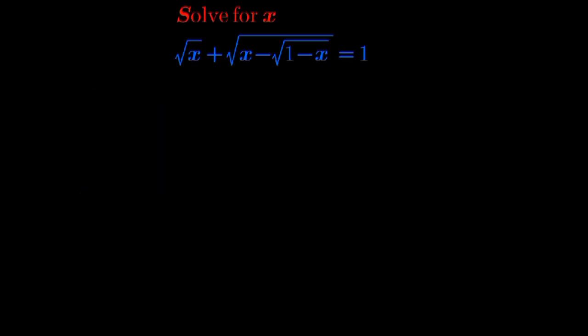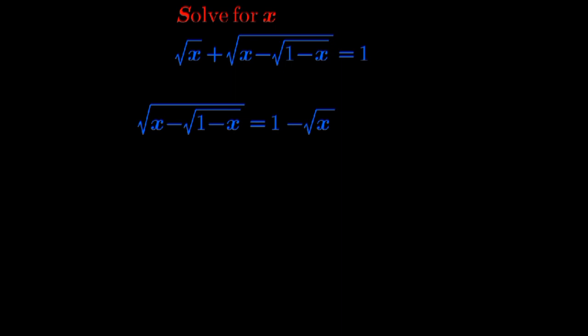The first step in solving this question is trying to get rid of the square root of x. Now to get rid of the square root of x, we are going to add negative square root of x to both sides of the equation, and this will give us the square root of the quantity of x minus the square root of 1 minus x is equal to 1 minus the square root of x.